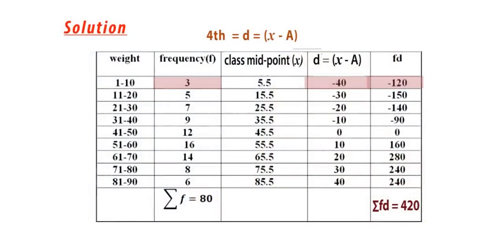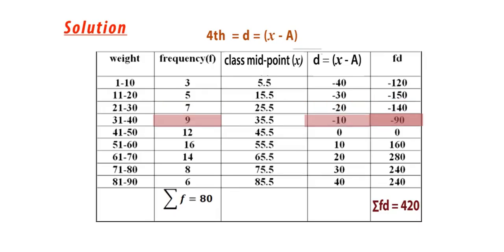Can anybody give us the values? For FD, that's the frequency times the deviation. We have 3 times minus 40, giving us minus 120. Okay, so just mention the answers. And then for the next one, we have negative 150. The next one, we have negative 140. I hope everybody is getting the same answers. And for the fourth one, we have negative 90.